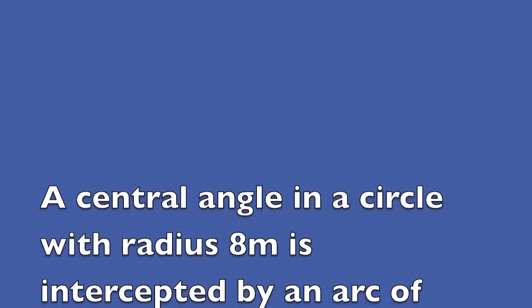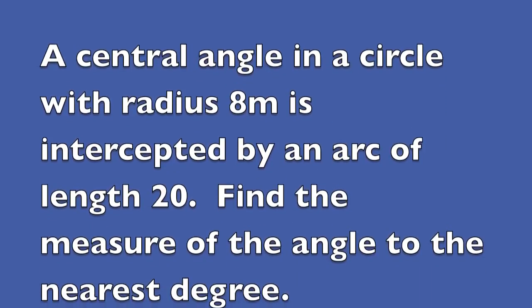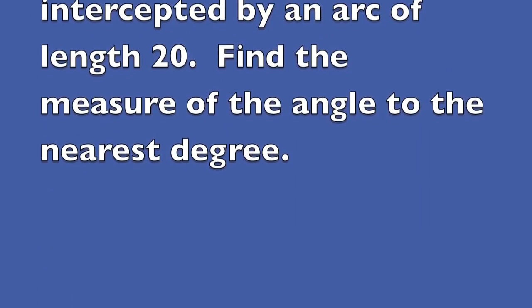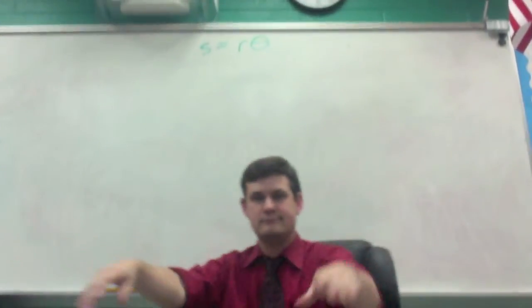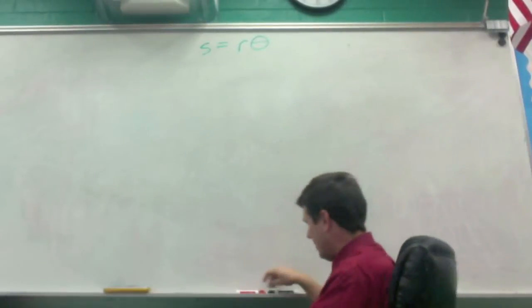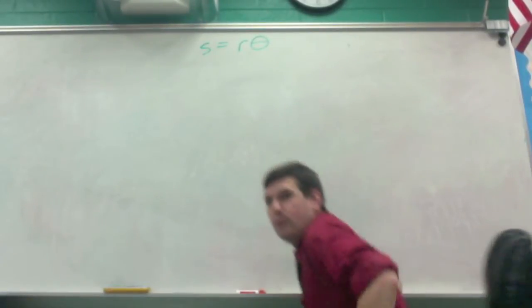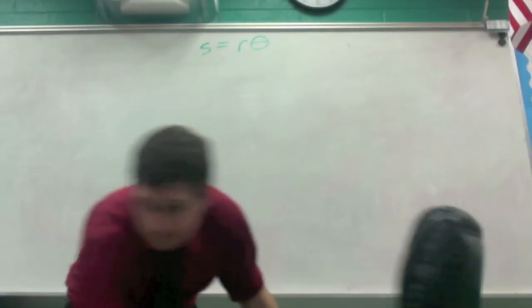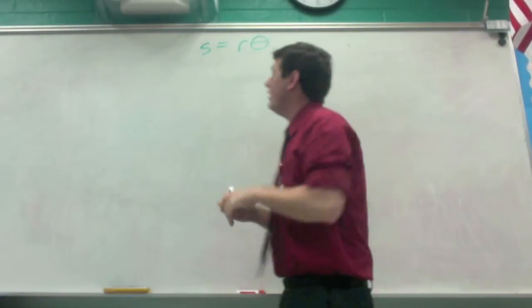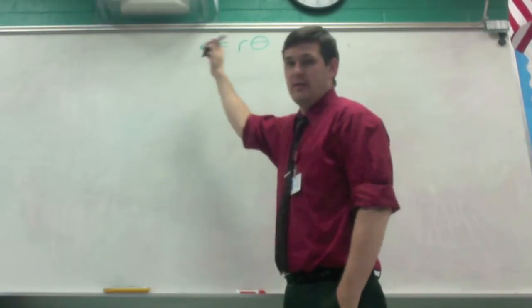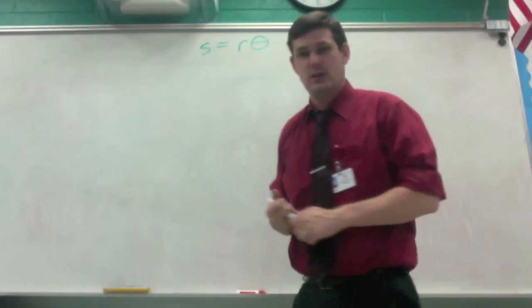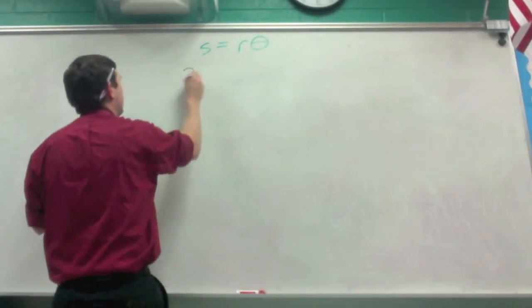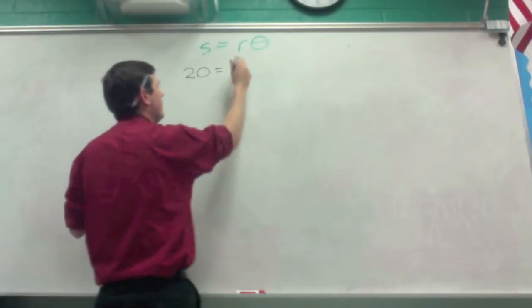Example problem 2. A central angle in a circle with radius 8 meters is intercepted by an arc of length 20. Find the measure of the angle to the nearest degree. Same thing. We're going to do it backwards this time. Instead of knowing the angle and the radius, we know the radius and the S. So let's plug them in. S, the arc length, is 20, and the radius is 8.